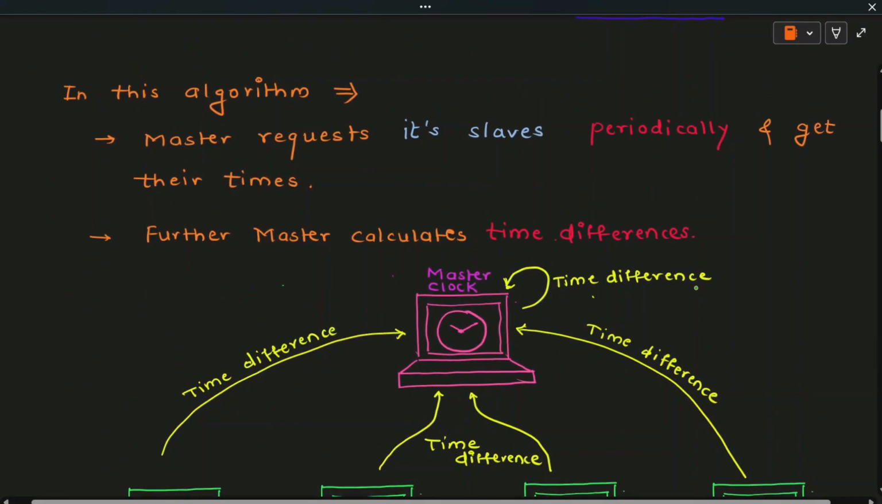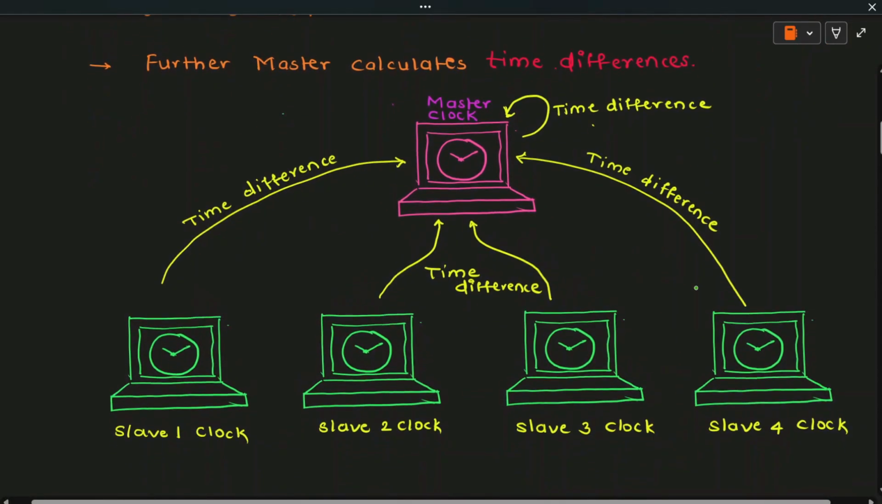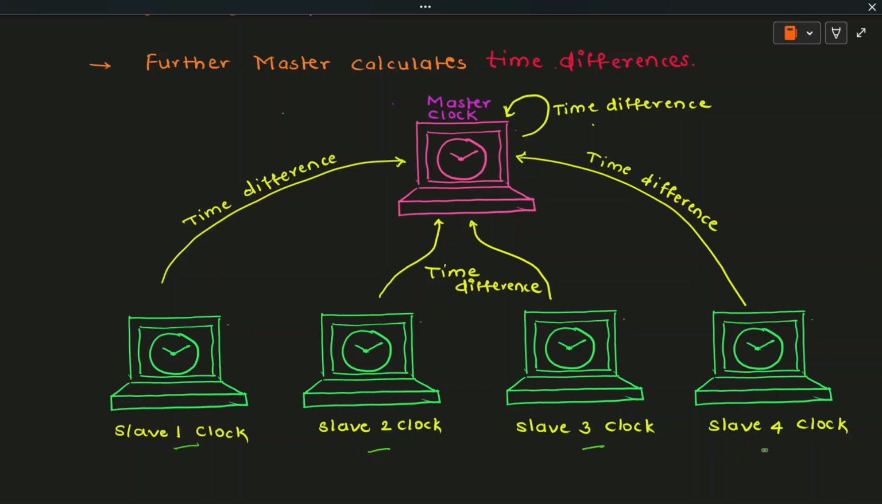In this algorithm, the master requests its slaves periodically and gets their times. Further, the master calculates the time difference. Now look at this diagram carefully. Here 4 slaves are shown: slave 1, slave 2, slave 3 and slave 4. All these slaves send their time to the master when the master asks them for the timing. It happens periodically, and then based on the slave timing it tries to calculate the correct time. So there is a process for that. We will see that process shortly.